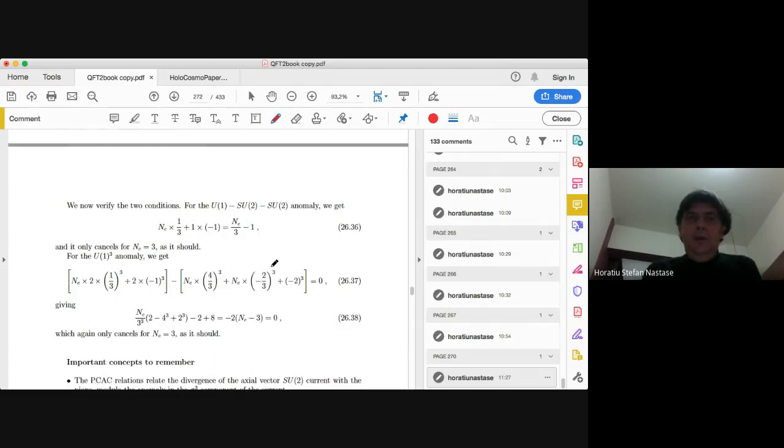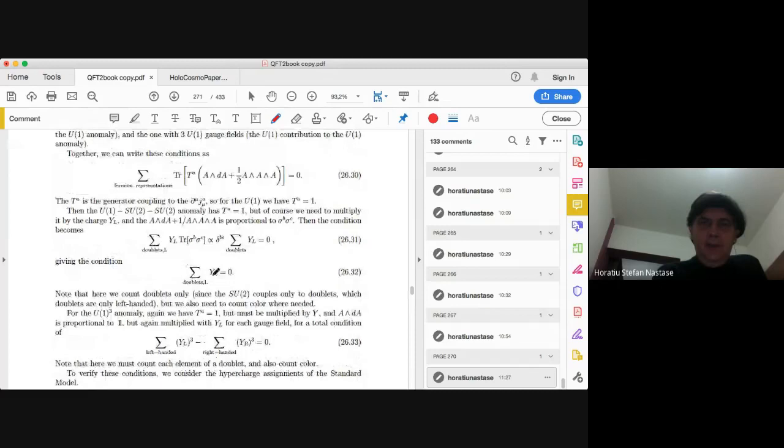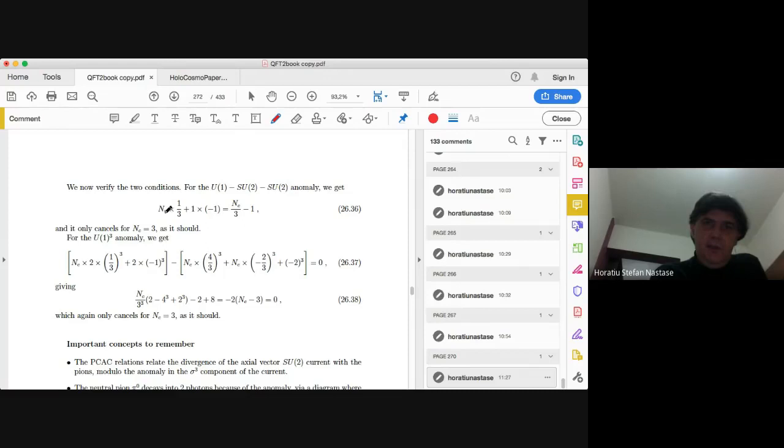So now we verify the conditions for the anomaly in U1 with contributions from SU2 to SU2. The condition is that the sum over doublets is 0. So there's also, of course, a sum over doublets. These are quark doublets, which of course also have color indices.